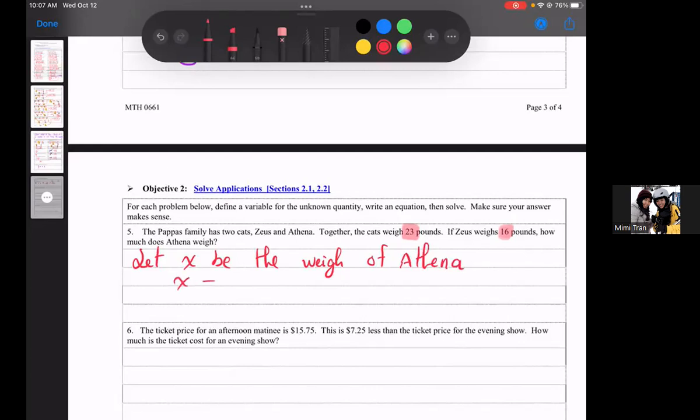So X plus 16 equals 23, right? Together they weigh 23 pounds. Solve for X and you know the weight. Subtract 16. X equals 7. 7? Wow. One is double the other. Don't forget your unit, pounds. That's 1 point on the exam.